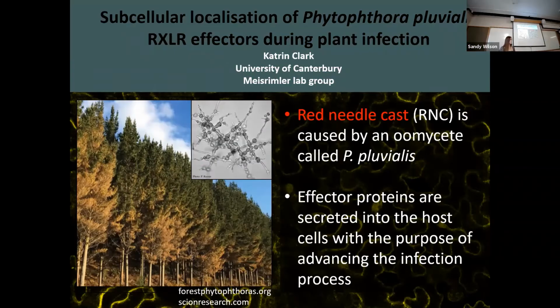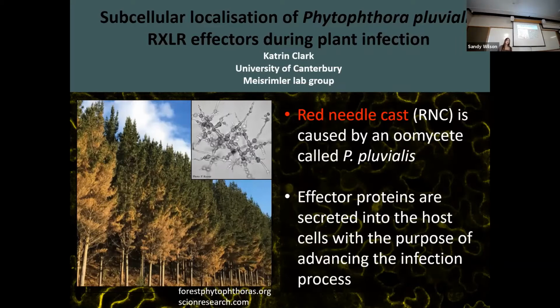This disease affects Pinus radiata and also Douglas fir. This issue is of great concern to New Zealand's forestry industry, as a significant amount of New Zealand's total export value comes from Pinus radiata plantations. With that said, it's clearly obvious that in order to mitigate the situation, we need to do research and learn more about the causative agent of red needle cast, which is a type of oomycete called Phytophthora pluvialis.